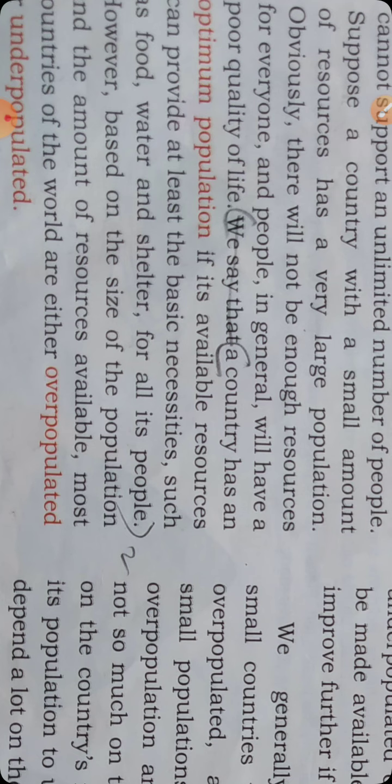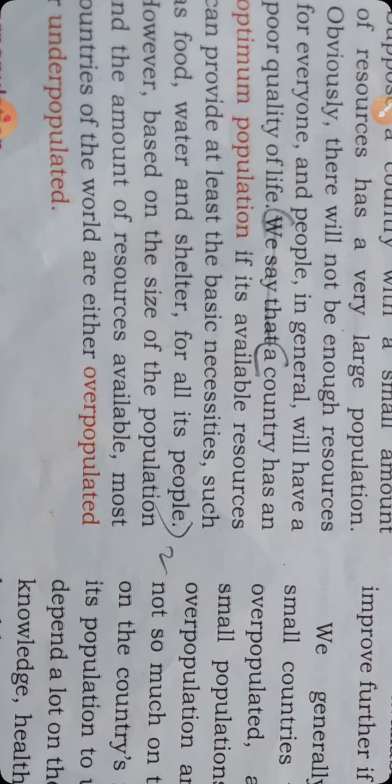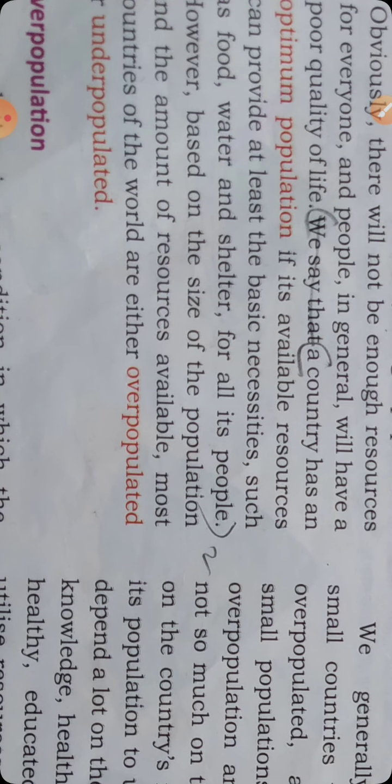However, based on the size of population and the amount of resources available, most of the countries of the world are either overpopulated or underpopulated. So what is overpopulated and what is underpopulated? Let us see. For example, when a country is growing enough wheat and is not importing it from outside, and the wheat grown in the country is able to feed all the citizens, then we can call that country balanced. That is optimum population.